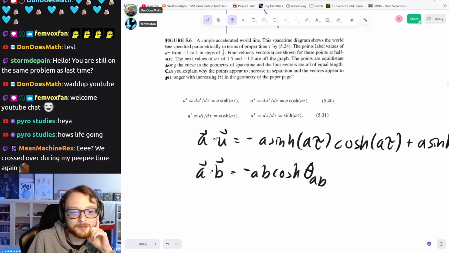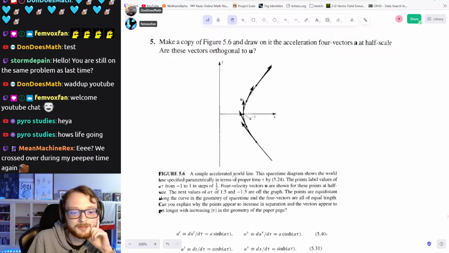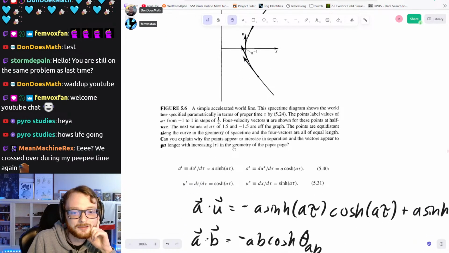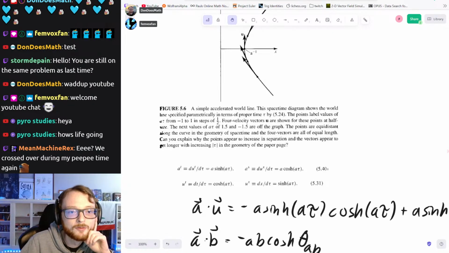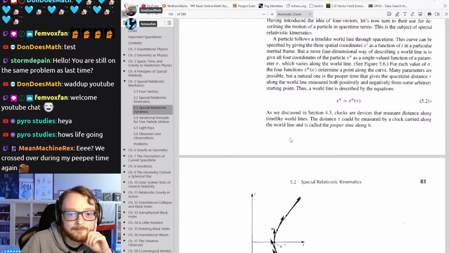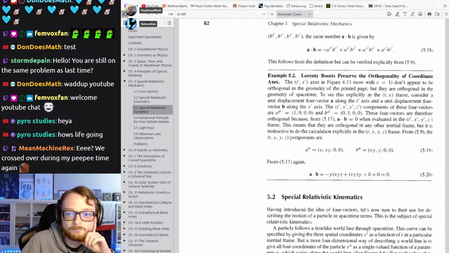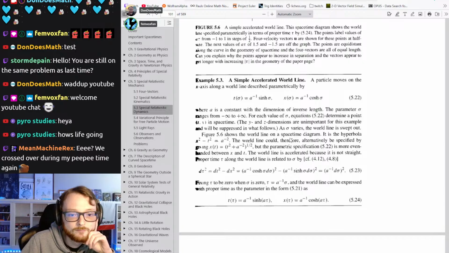Oh, these aren't time-like. No, they should be time-like. Maybe they're not time-like, and we shouldn't use this equation. I thought it would be time-like though. Yeah, well, they said this was a time-like particle, didn't they? This whole example? I thought.